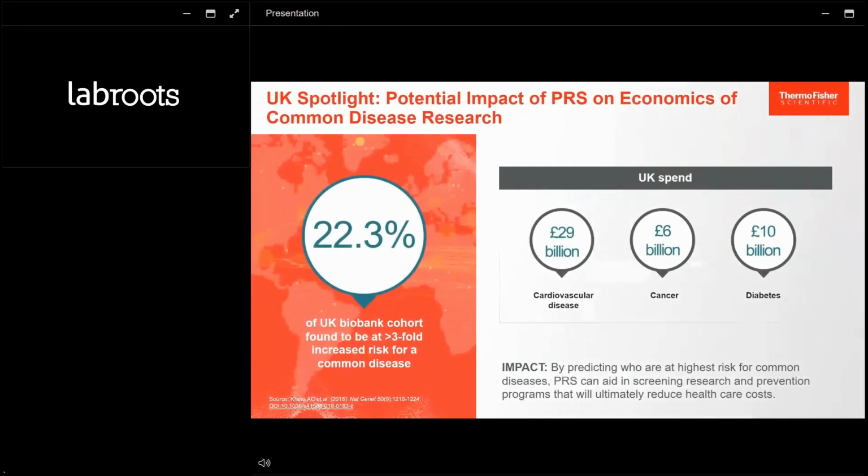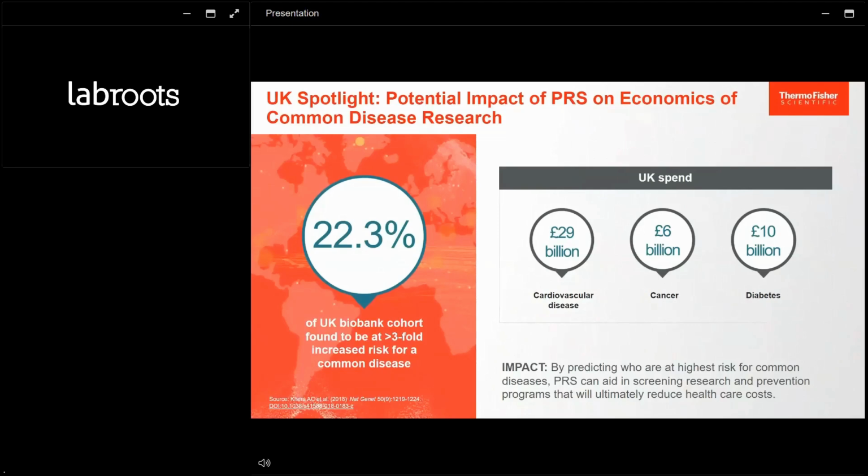So as I mentioned before, one of the goals of these types of projects is to help understand healthcare costs and help people that are within these communities. So as the UK Biobank was starting to accumulate data, they were finding that approximately 22% of the individuals in this biobank had at least a threefold increase in risk for a common disease. They had genotypes that were known to be associated with cardiovascular diabetes or other complex diseases. So that's a large number of people that were at risk.